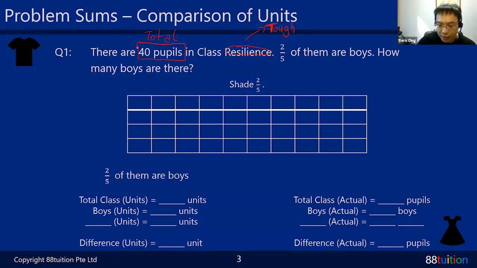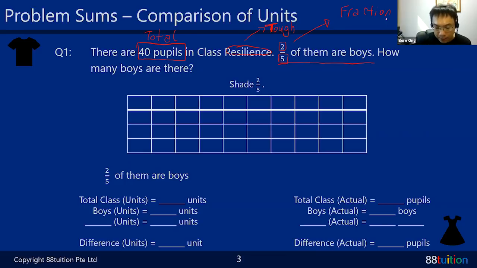Now we take a look at this fraction here. They say 2/5 of them are boys. There is a fraction, something over something. This fraction is supposed to tell you 3 things. Do you know that? We only have 2 numbers, how can it tell you 3 things?